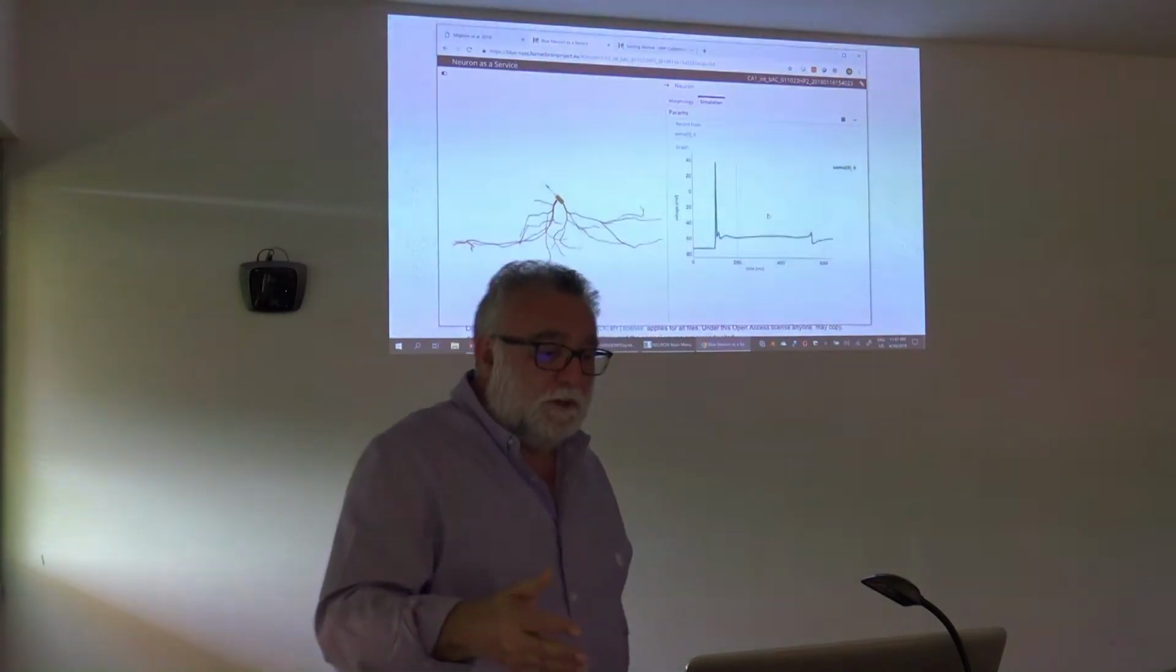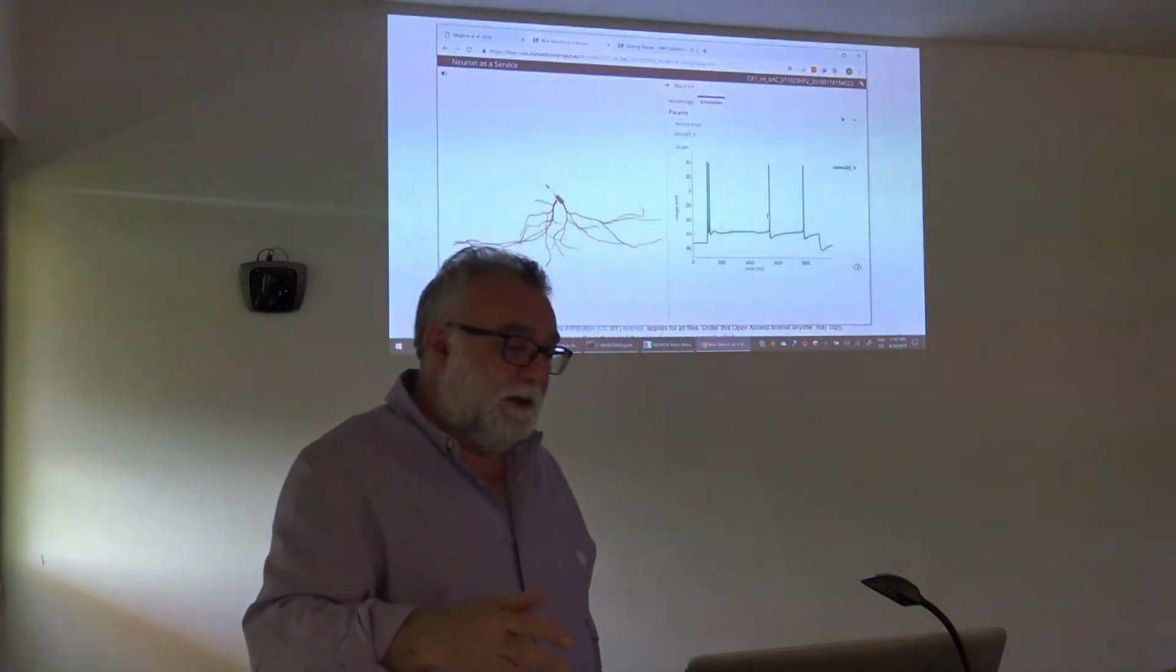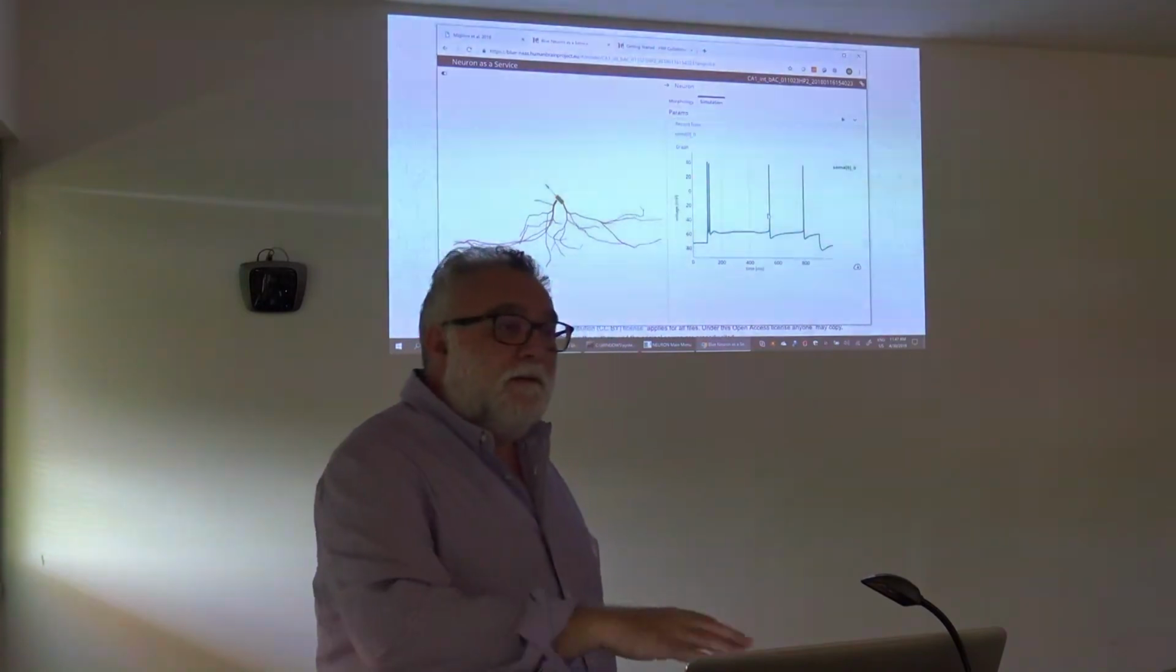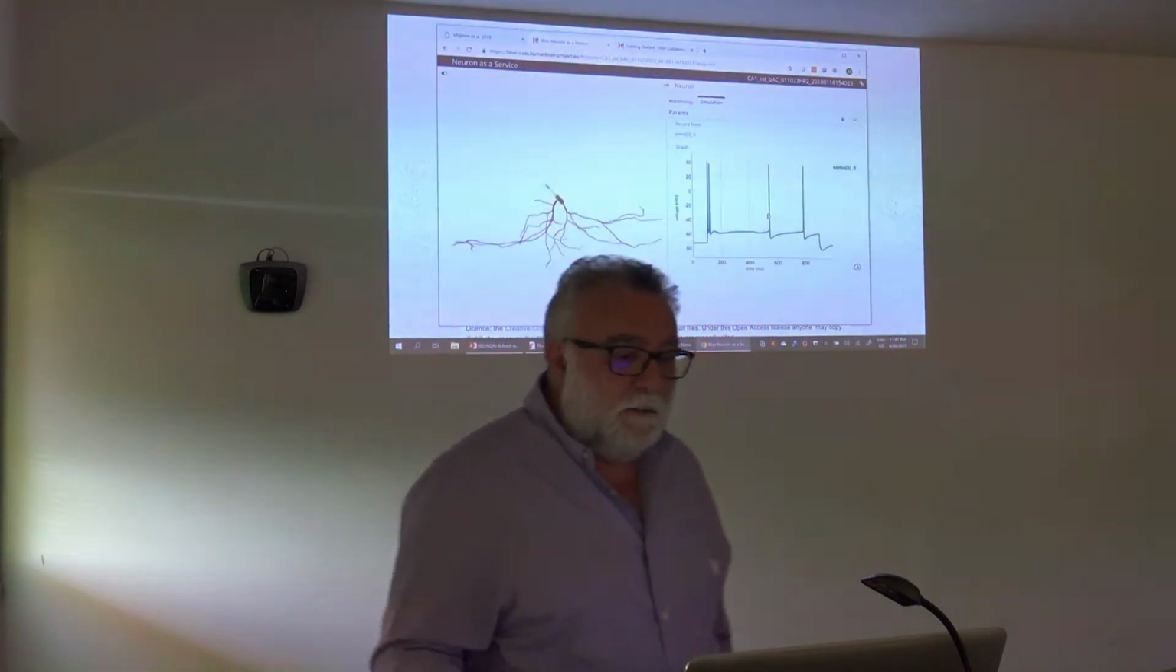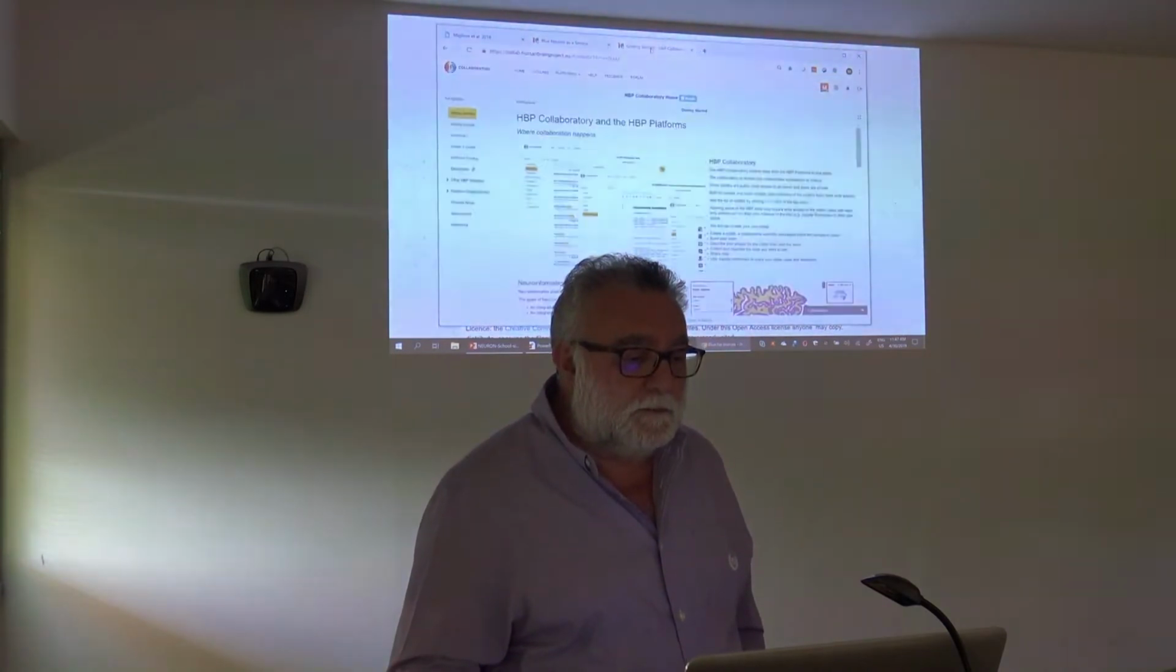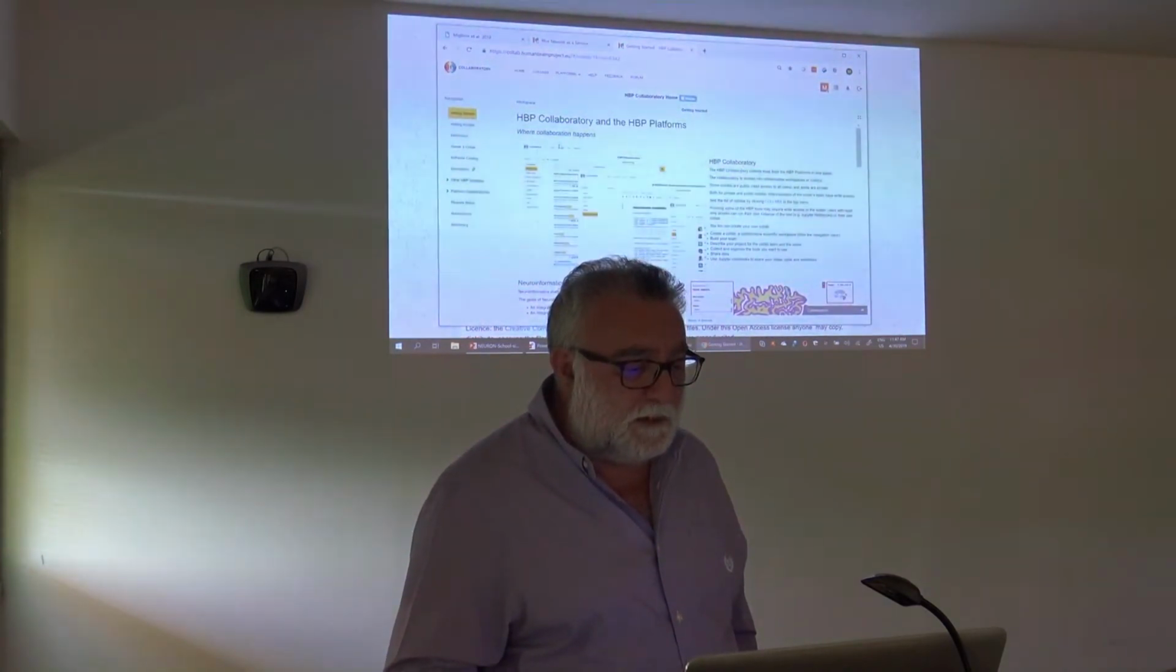And it does the simulation, shows you the results, you can download the traces and things like that, okay? Without having NEURON installed. This is done on the server, and this is a web browser. But the brain simulation platform does much more than that.